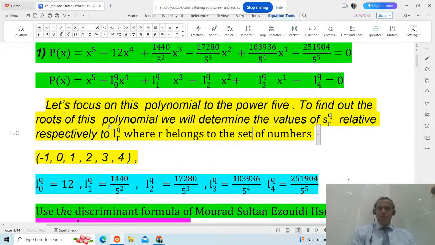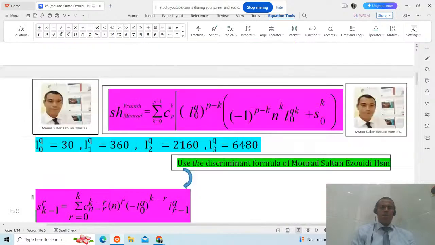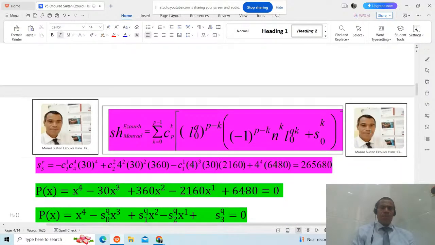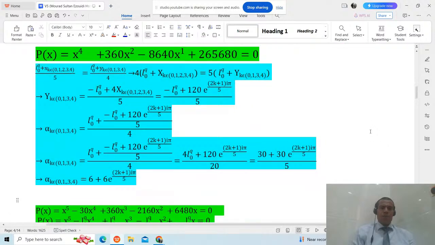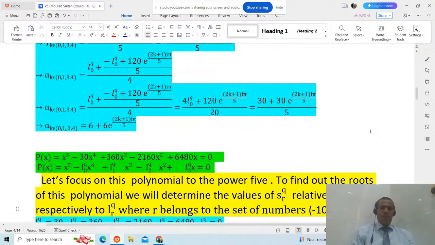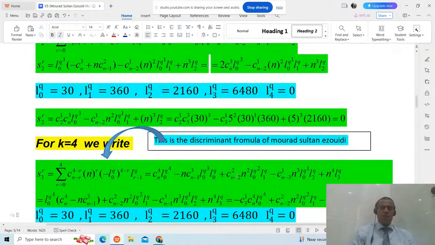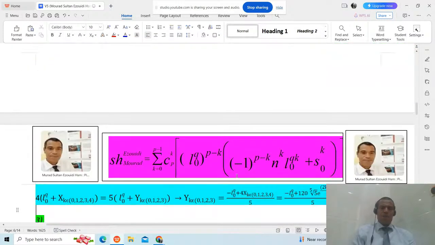So now we continue. Question example three, learners. We go down. Example three. This is what we did last night. Here you can see that we extended the polynomial to the power 5, we got the new polynomial and found the value of SR, and we solved the question perfectly.